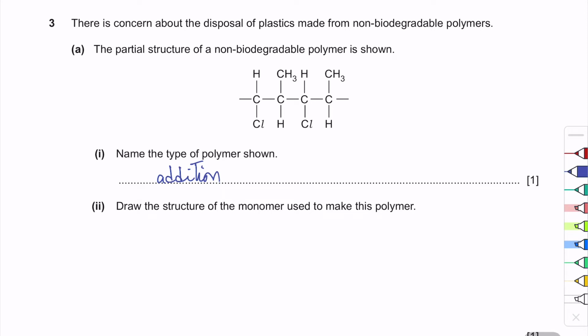Draw the structure of monomer used to make. So whenever we make a polymer, what do we do? We do RCJ. We remove the double bond, we copy whatever is made, and then we join them. Over here, we have technically gone through the RCJ method. So we will try to reintroduce the double bond.